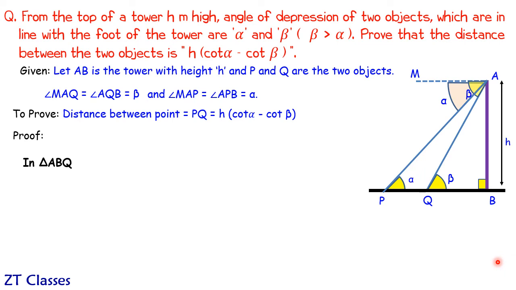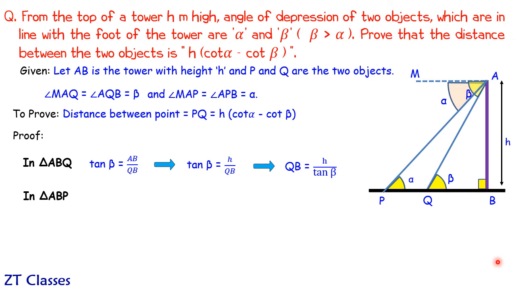So we'll take the ratio tan beta is AB perpendicular upon QB. AB is H, so let's replace it and get the value of QB. QB is coming as H upon tan beta. Now which value will we find? Now we will find the value of PB. For that we will take triangle ABP, a right angle triangle.